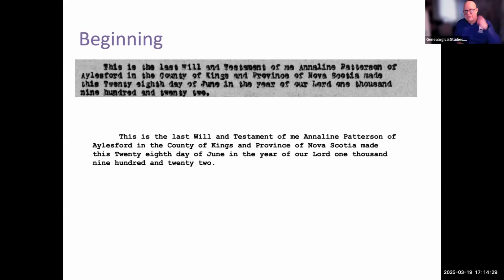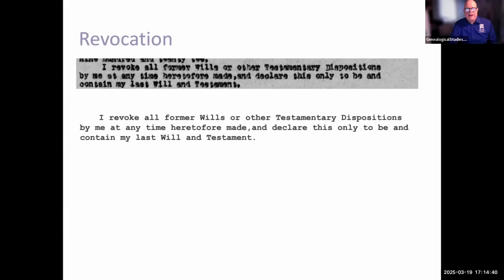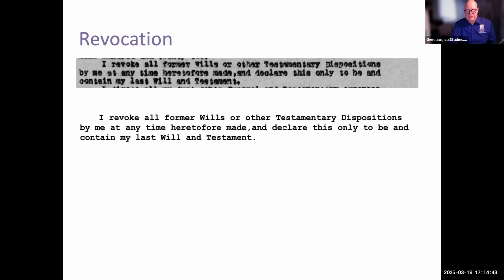And of course, the date, right? We always want to know when people sign their wills. So that takes care of the beginning. Very simple. You don't need a law degree to read what she's getting at there. Now we come to a revocation clause. What's the magic word in a revocation clause?